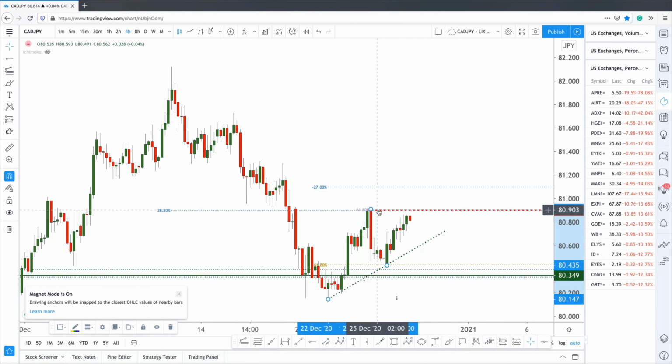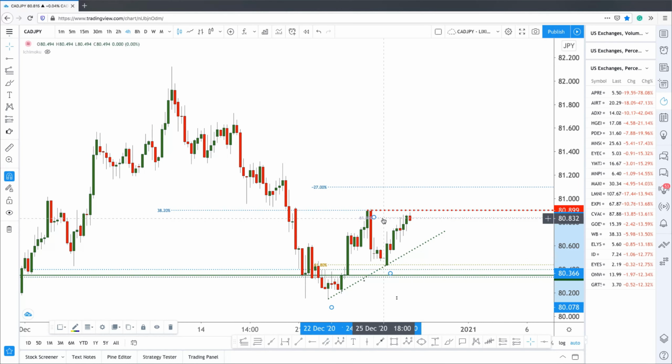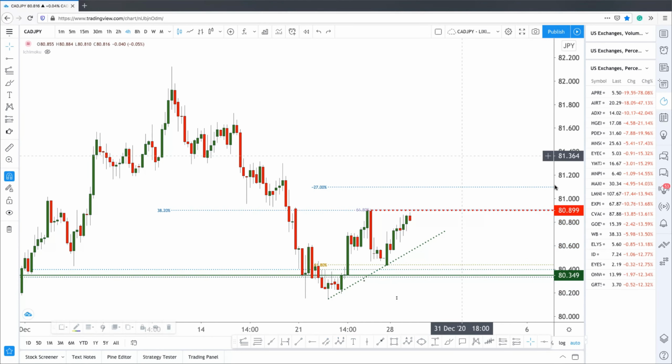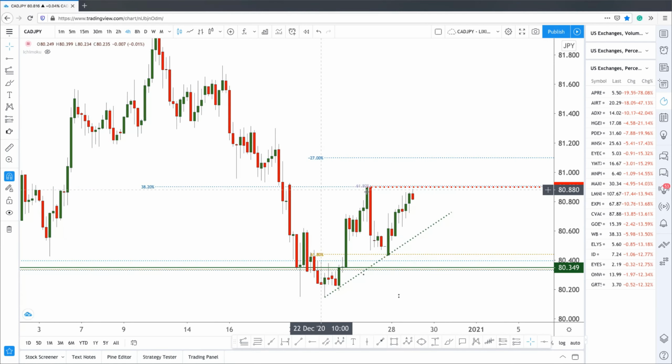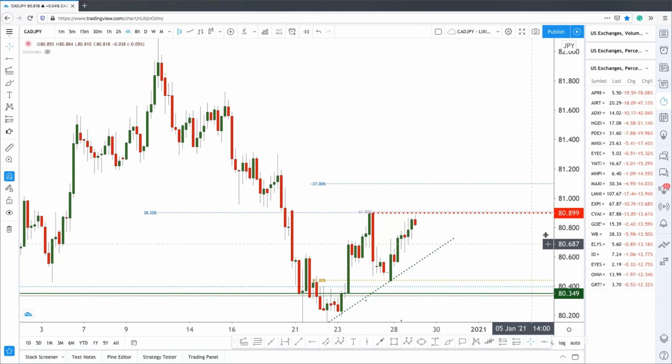Okay, so this level. So if I have to identify a resistance level, it will be this level here. I'm not too sure if you guys can see it clearly, but this level, you have a graphical swing high, you have a 61 extension and 38 retracement.